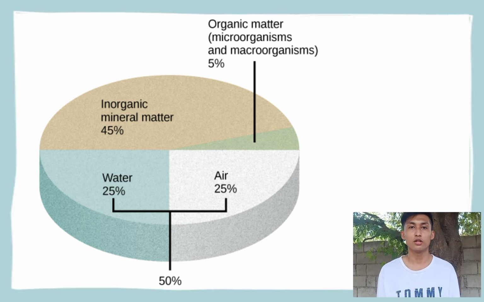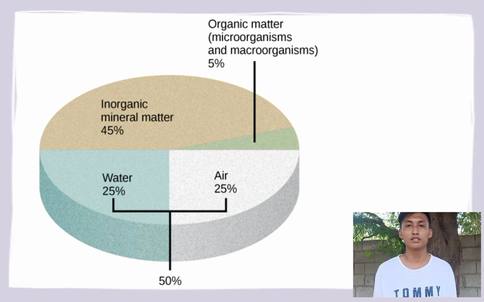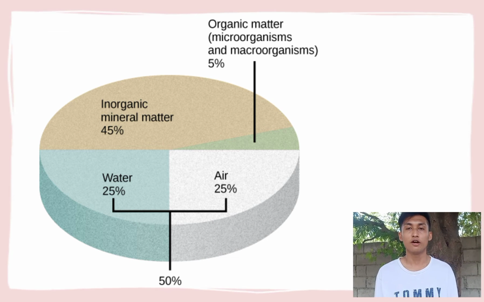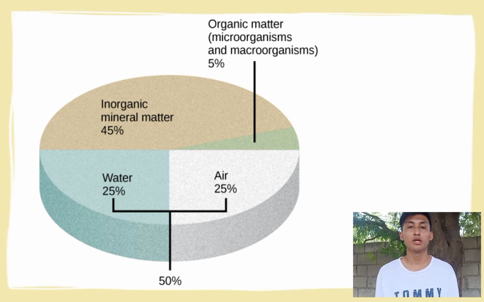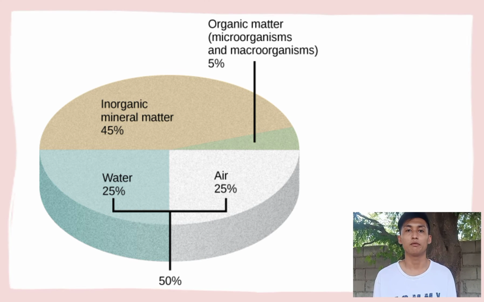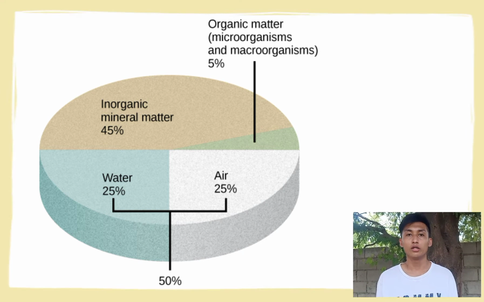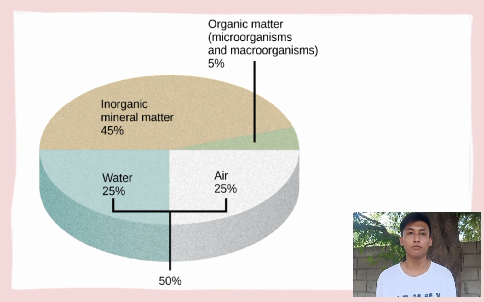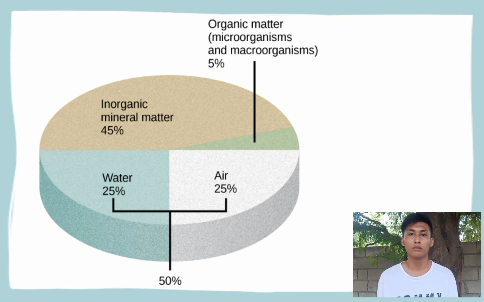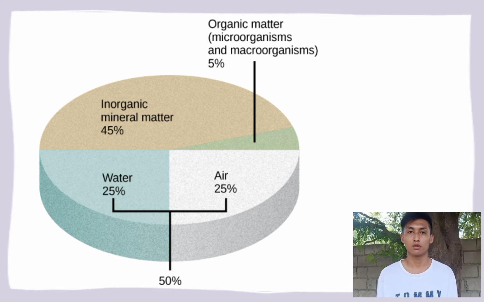In general, soil contains 40 to 45% inorganic matter, 5% organic matter, 25% water, and 25% air. In order to sustain plant life, the proper mix of air, water, minerals, and organic material is required.